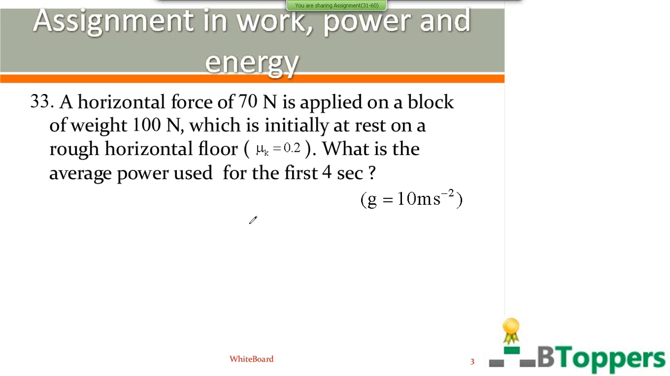A horizontal force of 70 Newton is applied on a block of weight 100 Newton, which is initially at rest on a rough horizontal floor. Mu k equal to 0.5. What is the average power used for the first 4 seconds?